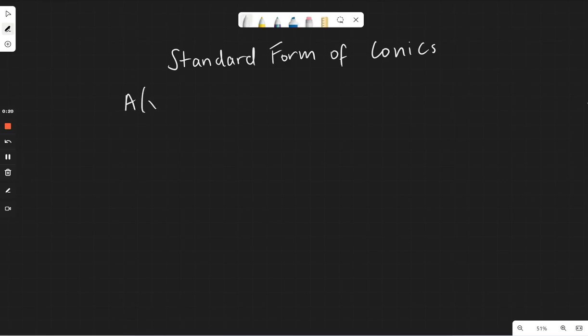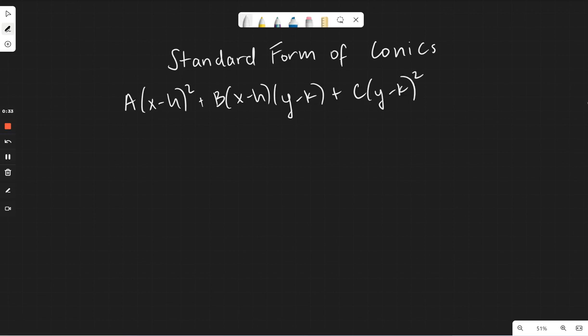And it's a times (x minus h) squared plus b (x minus h)(y minus k) plus c (y minus k) squared, and then usually minus f equals 0, or sometimes they'll bring that to that side and say equals f. So this probably looks like a lot. You might think it's the most random thing. How will I ever remember this?